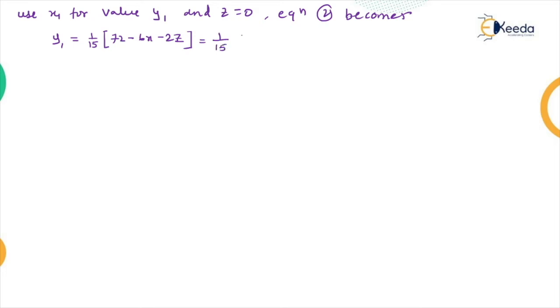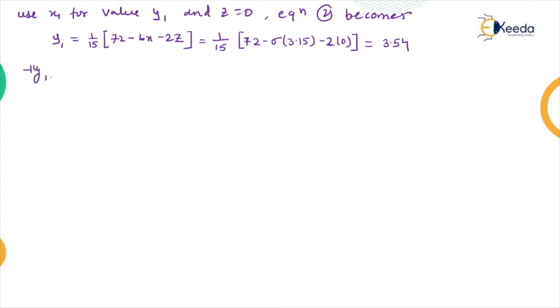So this is 1 divided by 15 in bracket, that is 72 minus 6 into the recent value of x, which is 3.15, and minus 2 into z, which becomes 0 because you have taken the first approximation value of z as 0. So after calculation we get the value of y1 as 3.54. So clearly y1 is 3.54.